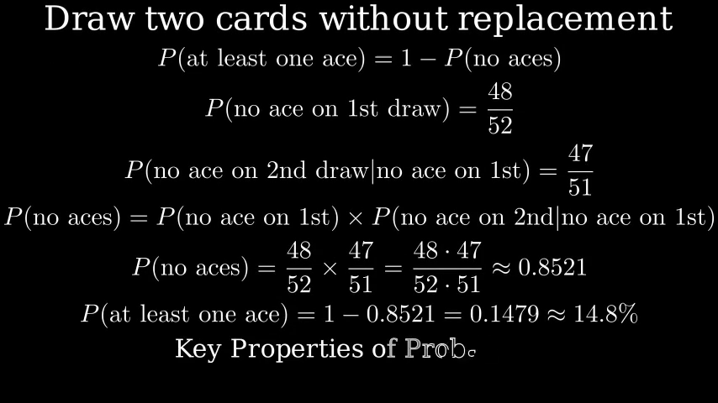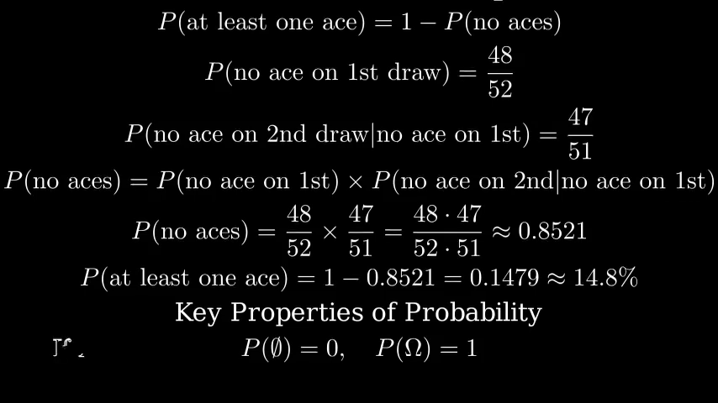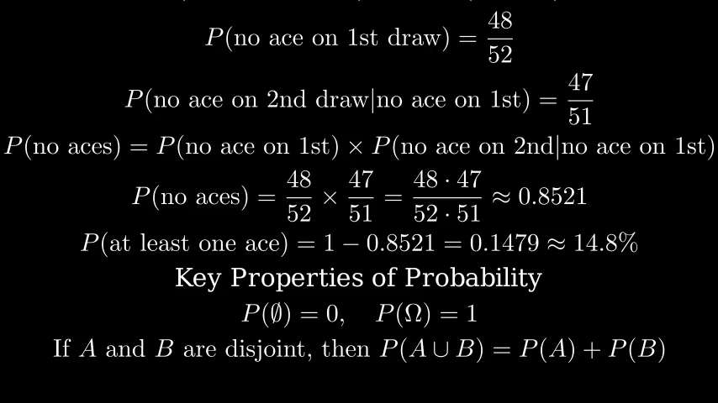Let's conclude by reviewing some key properties of probability. The probability of an impossible event, represented by the empty set, is always 0, and the probability of a certain event, represented by the entire sample space omega, is always 1. If events A and B are disjoint, meaning they have no outcomes in common, then the probability of either A or B occurring is the sum of their individual probabilities.